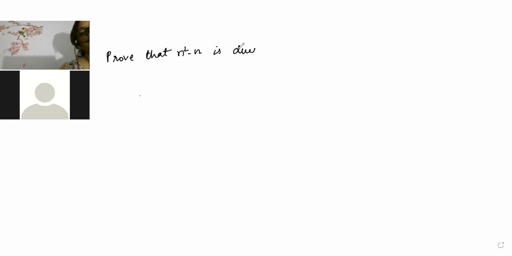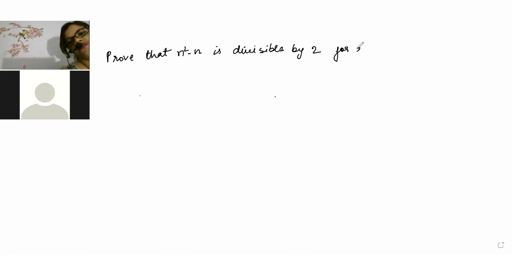The next question is: prove that n square minus n is divisible by 2 for every positive integer n. So it is the same pattern question.